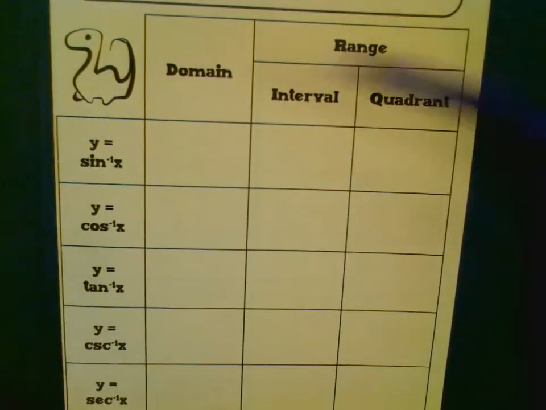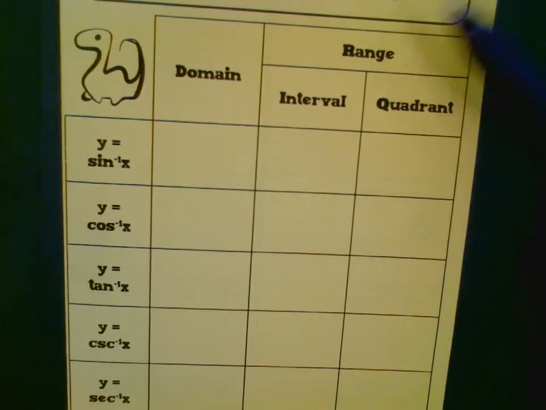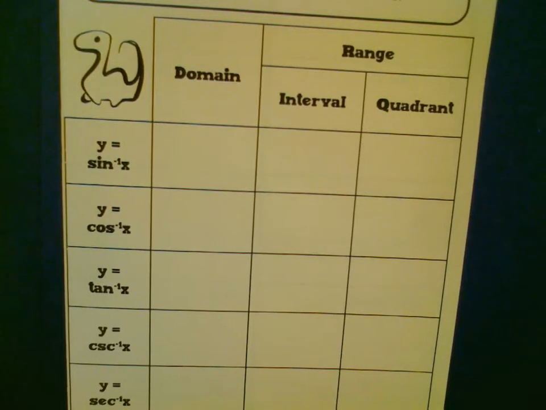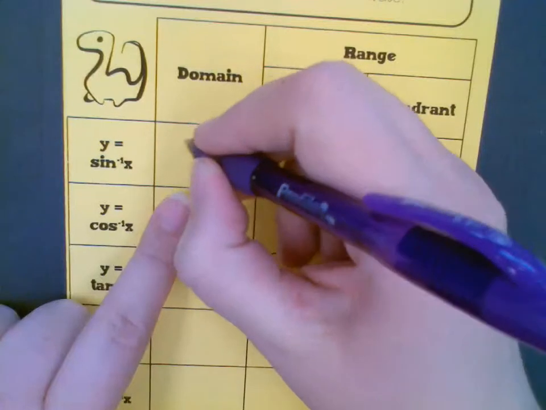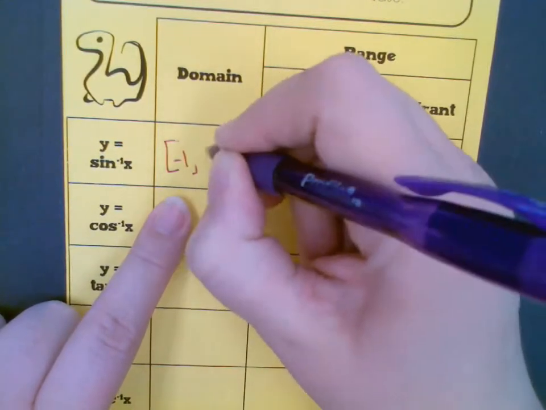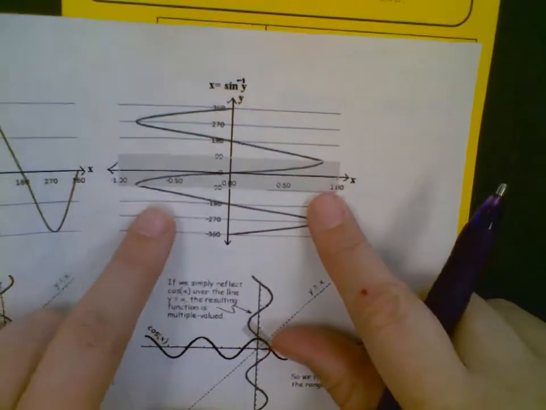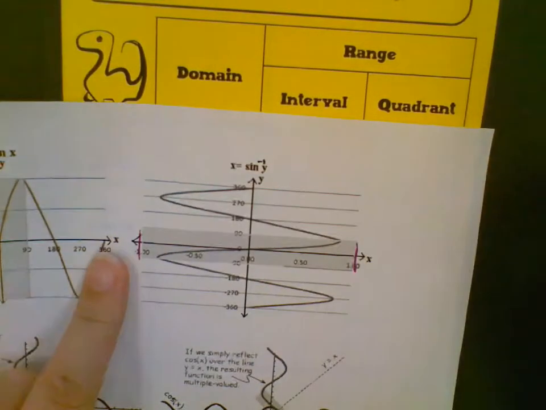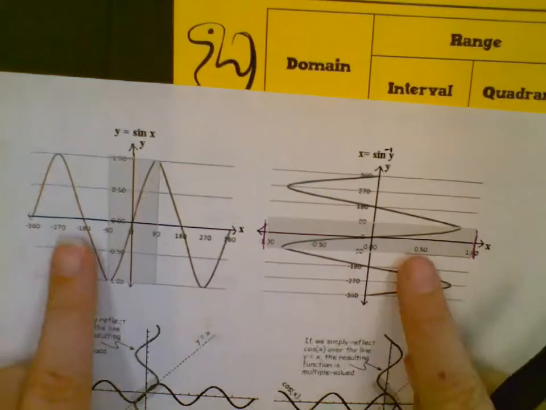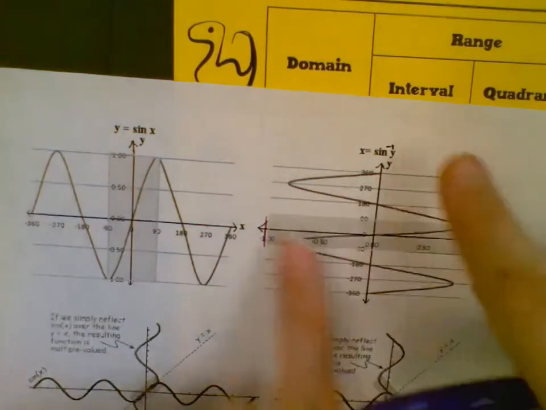Okay, so let's look at your chart on the front. We're going to talk about what our domain would be for our new function and what the range would be. So normally the range of a normal sine function is from -1 to 1. So if I'm switching my x and y, that means that my domain for the inverse sine would be -1 to 1 because we switched it. So here's -1 and here's 1. Okay, so that's where that comes from. Again, normally it's -1 to 1 for the amplitude, but now since we flipped it, it's now our domain.